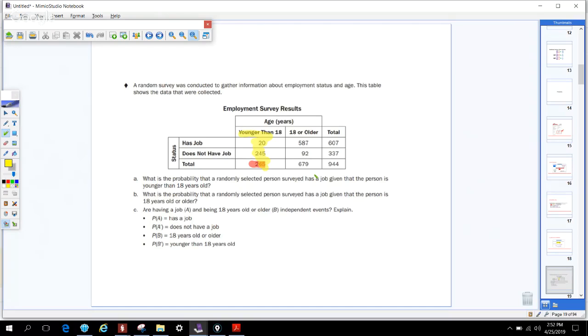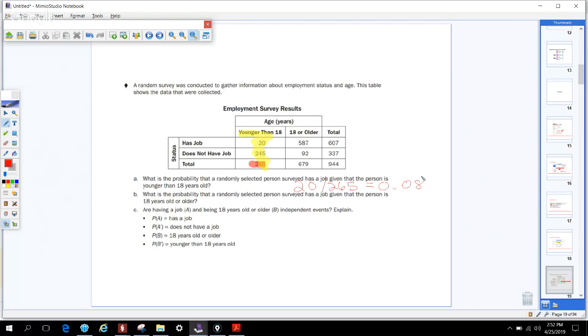So, given is 265. How many total people were there who had a job? 20. So your answer is going to be 20 divided by 265. I intentionally didn't bring calculators, so I'm going to give you that answer. That answer is 0.08.